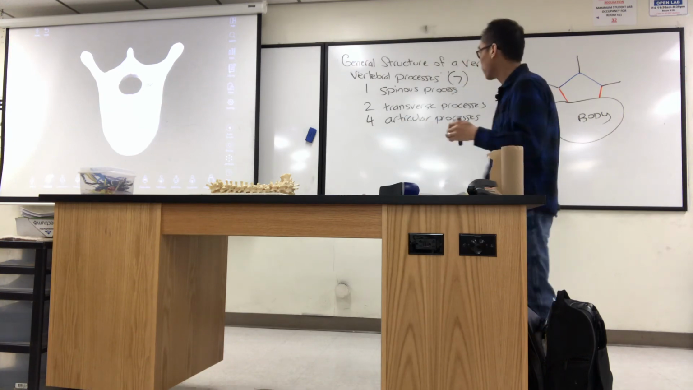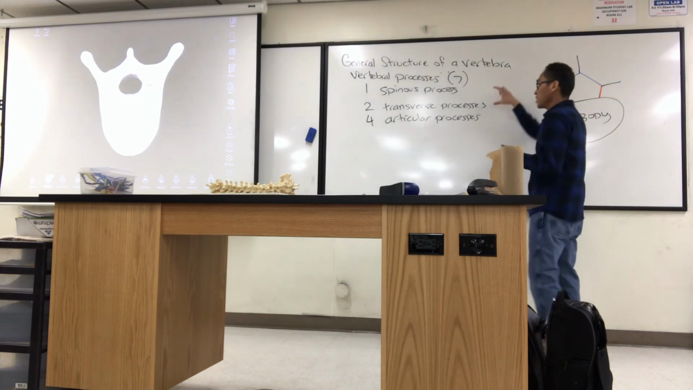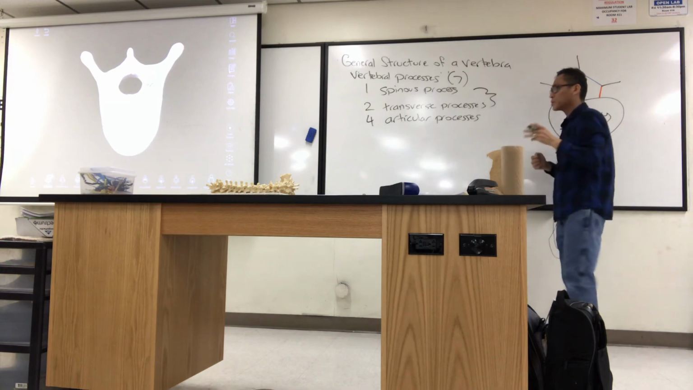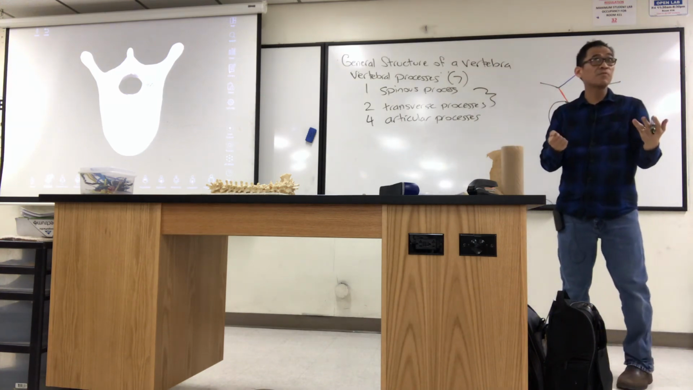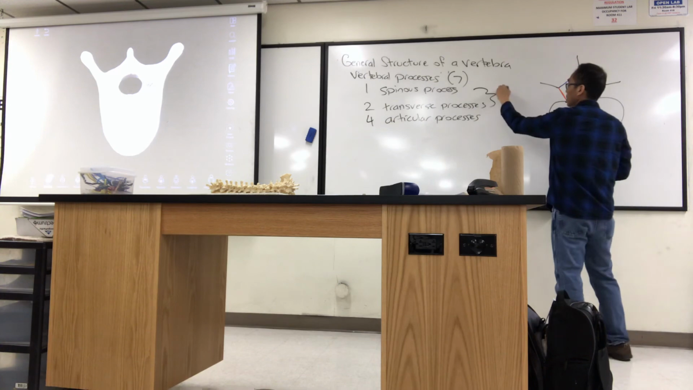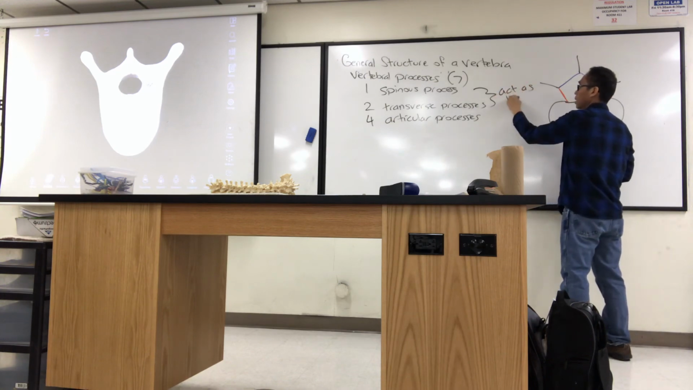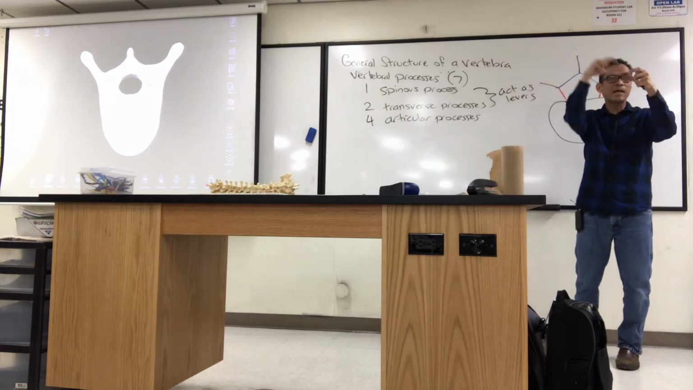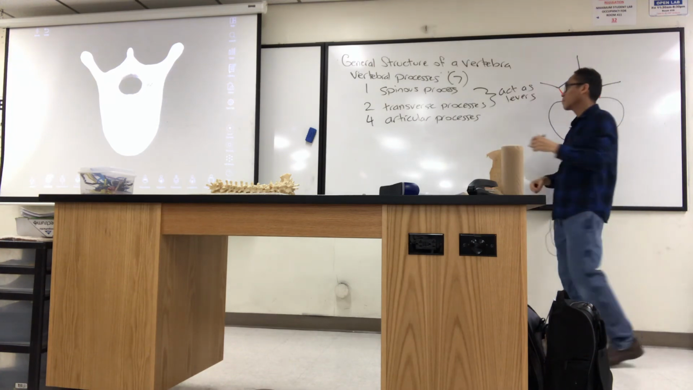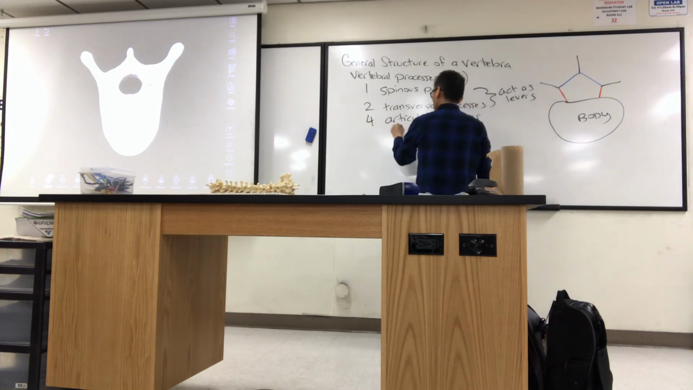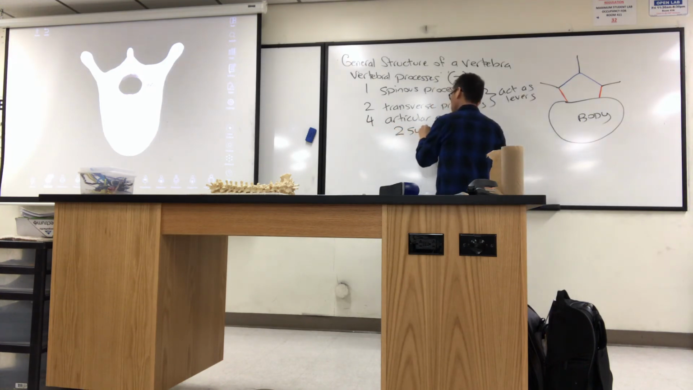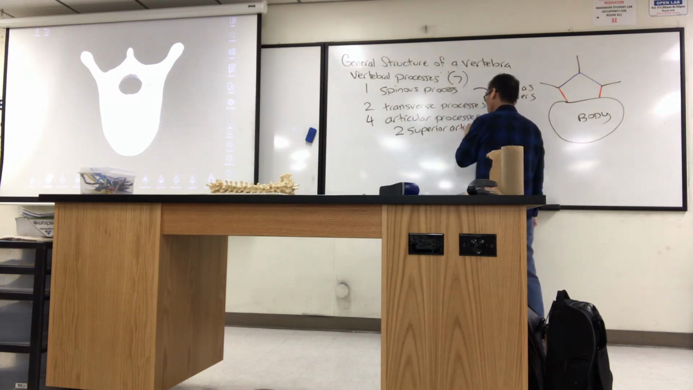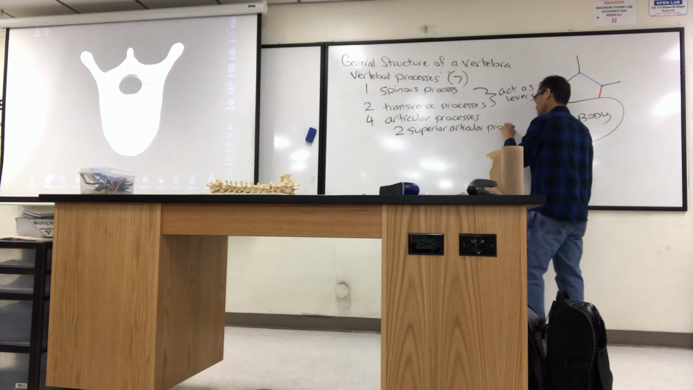Okay. So these three up here, these processes, they're good for muscles and ligaments to pull on them to act as levers. But the articular processes are so the vertebra can stack in a column. Okay? So you need two superior articular processes.